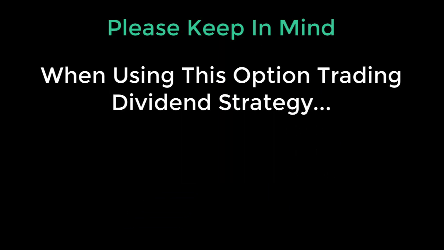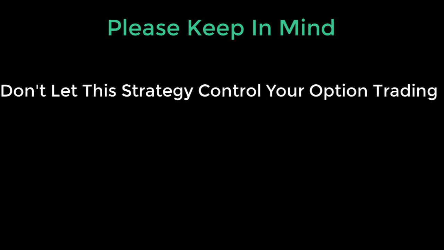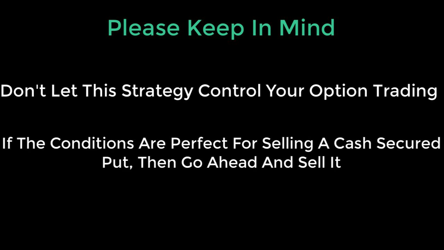Just one more quick note and something to keep in mind when you're using this option trading dividend strategy. And it's really something simple and basic, and it comes down to this. Don't let this strategy control your option trading. So for example, if the market conditions are perfect for you to sell a cash secured put, or you need to sell the cash secured put, then by all means sell the cash secured put and don't let the ex-dividend date control whether or not you actually go through and sell the cash secured put.